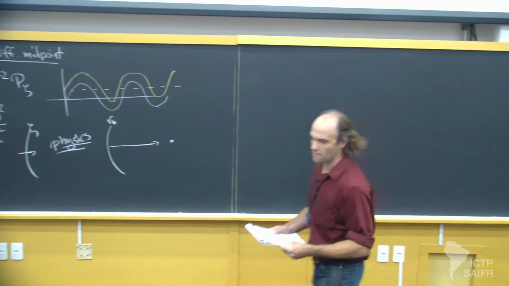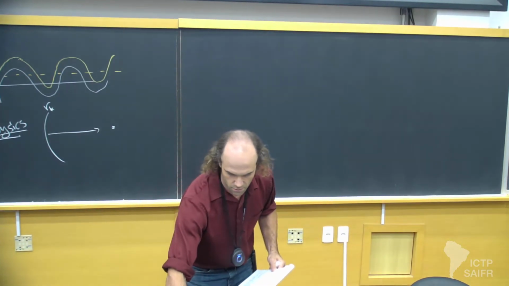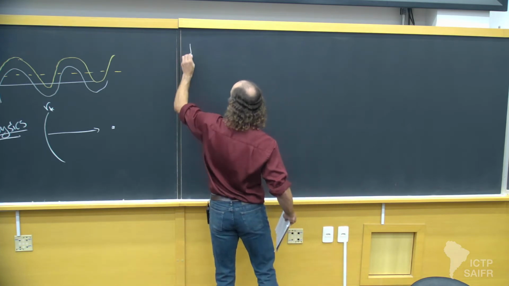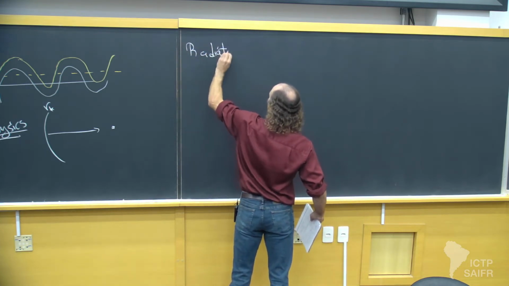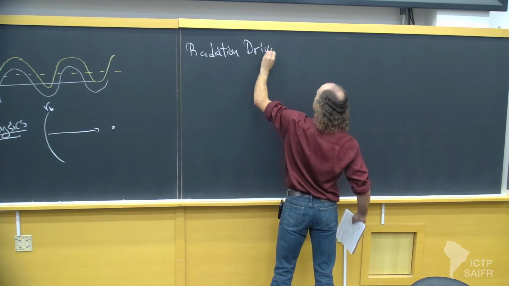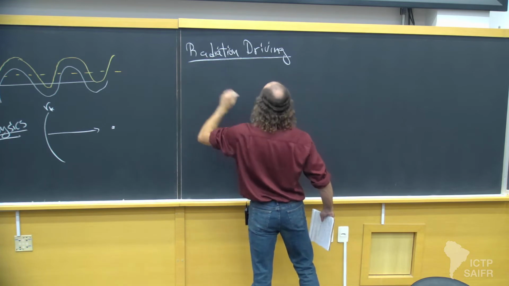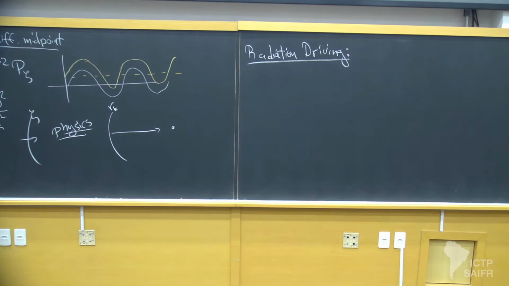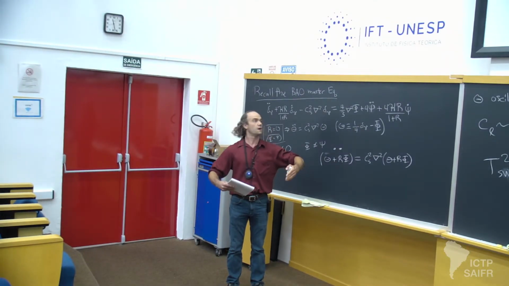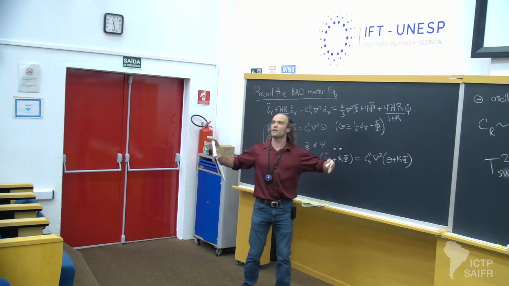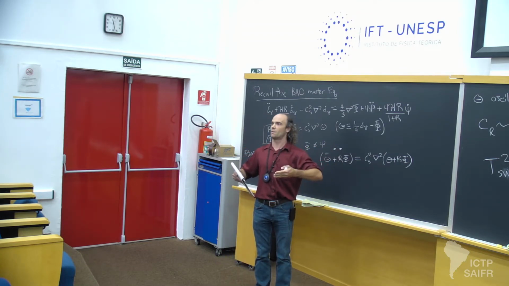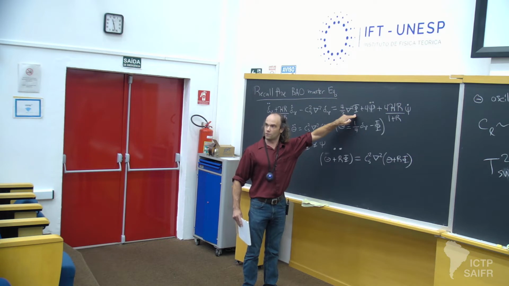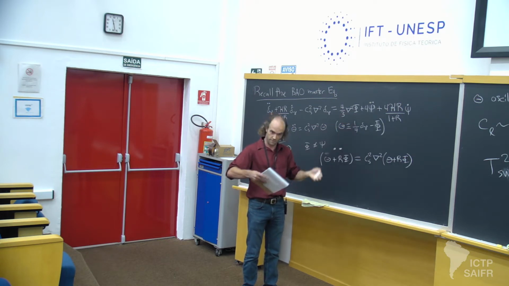Another interesting effect is called radiation driving. And this is a bit of a subtle effect, and it involves something that we won't solve here. But the idea is that when modes are entering the horizon during a period of radiation domination, there is a very quick fall-off of the metric fluctuation components of the entire physics of the oscillation.